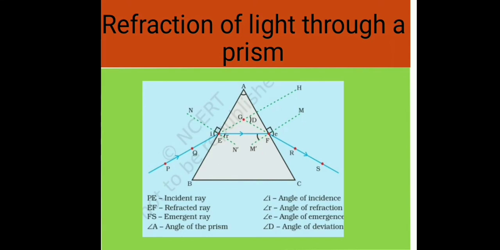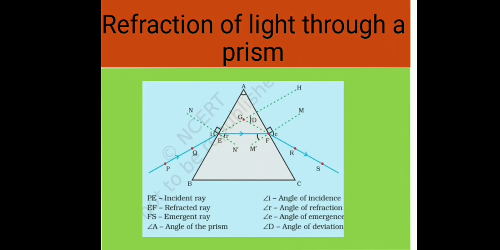Now let us do an activity to understand the refraction of light through a triangular prism. First of all, we have to fix a sheet of white paper on a drawing board using drawing pins. Now place a glass prism on it in such a way that it rests on its triangular base. Now trace the outline of the prism using a pencil. Now draw a straight line PE inclined to one of the refracting surfaces, say AB, of the prism.